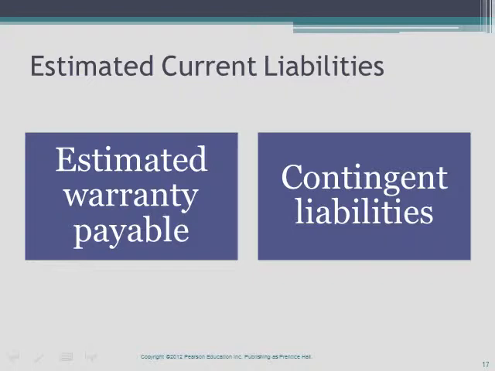A business may know that a liability exists but not know its exact amount. The business must report the liability on the balance sheet when the amount can be reasonably approximated. Estimated liabilities vary among corporations. The most common estimated liabilities include estimated warranty payable and contingent liabilities.